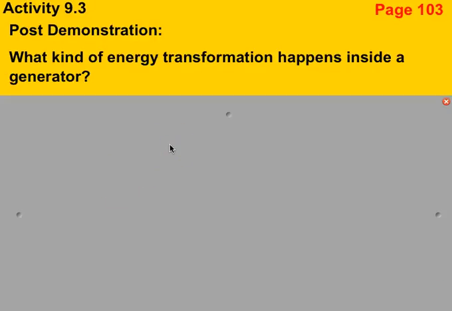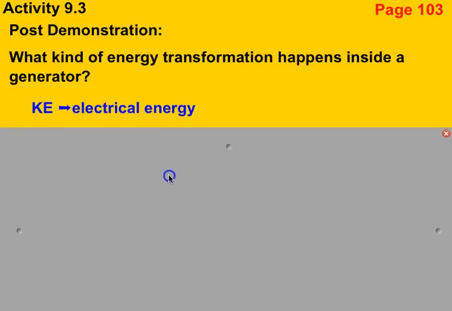So post demonstration, again, what kind of energy transformation happens inside a generator? Well, you've got the KE. If you watched a flip lesson, you saw that the wind was creating the mechanical energy. If you watched it live in class, you saw that it was the crankshaft. In other words, it was mechanical energy, my strength, that turned the crank, and that created the KE. And that KE is being converted into electrical energy.